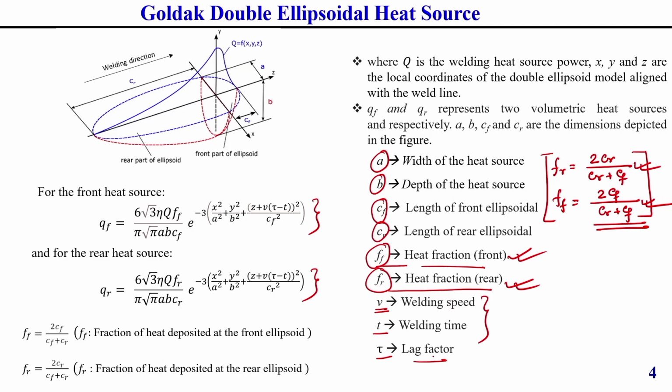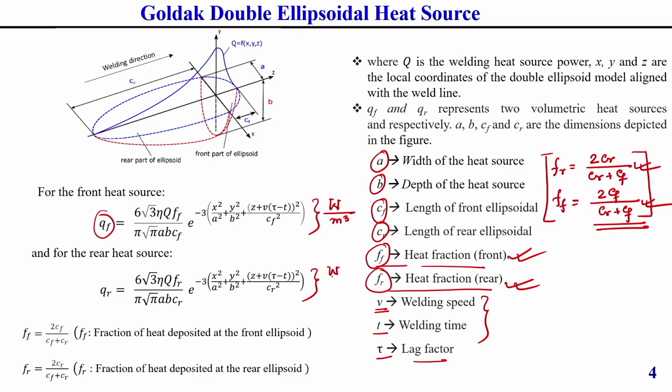All in details I will discuss in this lecture. So, these 2 equations you should always keep in mind. Here this Q_f has a unit which is generally watt per meter cube, that means this is a volumetric heat distribution. This is a 3-dimensional heat source model. So, it also has a unit of watt per meter cube.